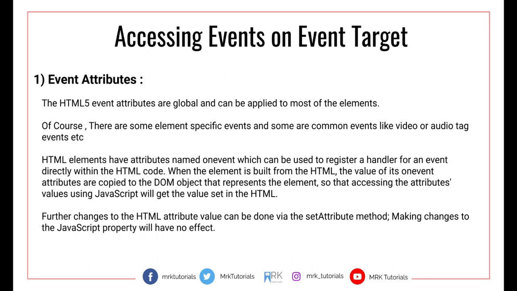So to access events, there are two ways. Now we will discuss the first way. In this way of accessing, we use attributes with on prefix on the HTML element we want to get the event from. Once the DOM is rendered, this attribute is registered as a handler for that event, and we can write a function in JavaScript and call that from this attribute so that it will execute whenever the event occurs. We can also use the setAttribute DOM method to invoke or make changes to this attribute.